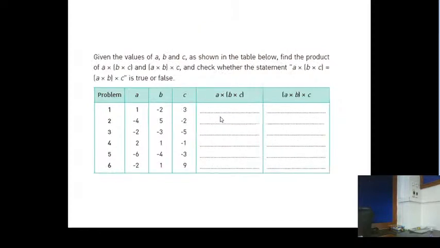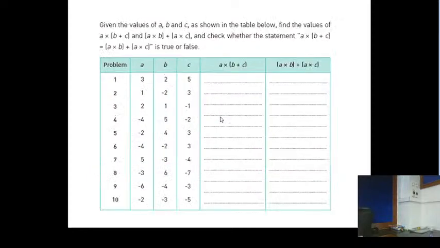Okay, how about this one? Which property is it? This is the associative property, right? Because we know A multiplied by B multiplied by C. So if we change like this, this is the associative property. This one, the last one, is the distributive property, right? So wait a minute. Let me see.